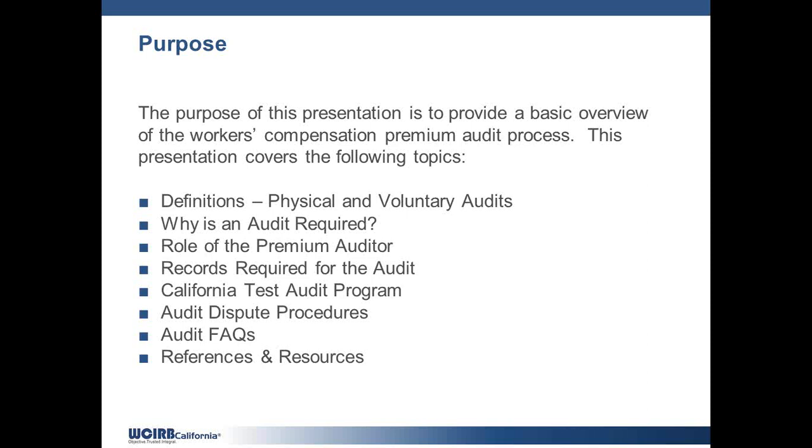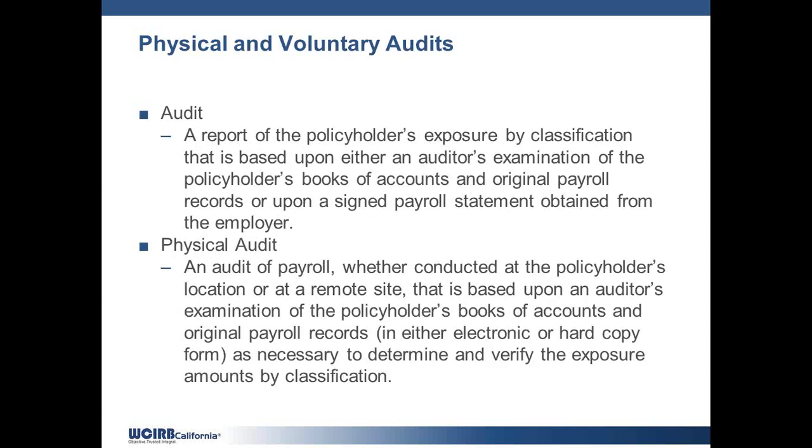There are two types of audit, basically, physical and voluntary audits. An audit can be conducted in person, by phone, or through correspondence. An audit that is based on an actual review of the employer's records is a physical audit. Even if it's done remotely, if the records have been provided to the auditor, that's counted as a physical audit. An audit that is based only on signed payroll statements obtained from the employer is a voluntary audit. Voluntary audits are only permitted for certain policies that develop less than $10,000 in final premium.